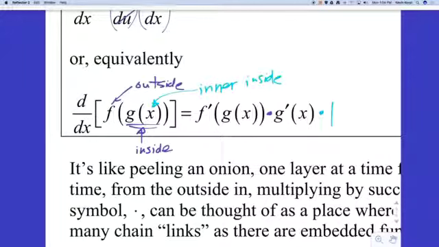Notice, really, you have two non-trivial functions. X by itself is a trivial function. But you have an outside function f and an inside function g. So with two functions embedded inside of each other, you should end up with two non-trivial factors.